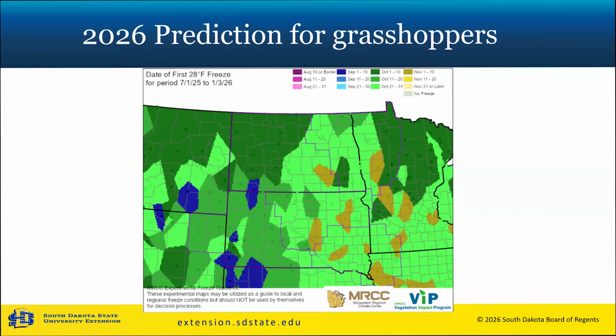And unfortunately for this year, we had a very late frost in South Dakota. So South Dakota's right in the middle there. Light green, that's October 21 to 31st. That's how late it was this year. November 1 through 10th is that dark yellow. Basically what that means is we probably had a lot of survival of grasshoppers.